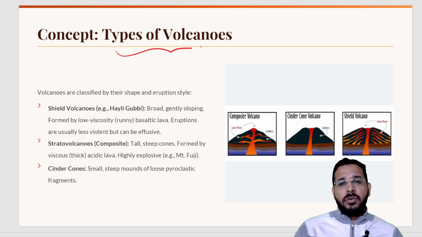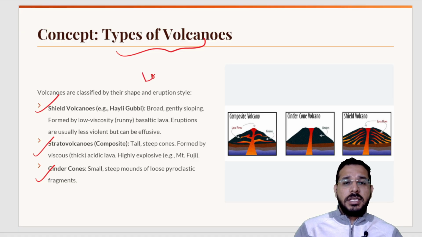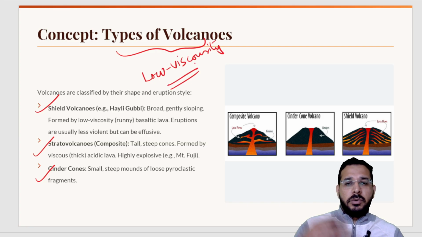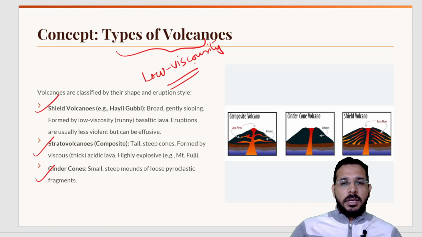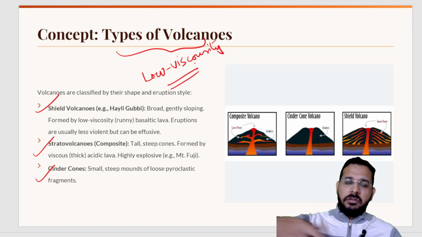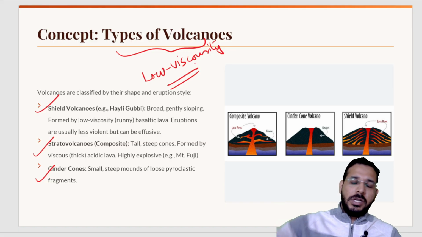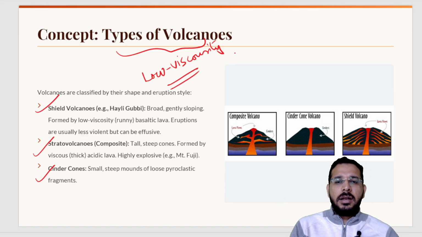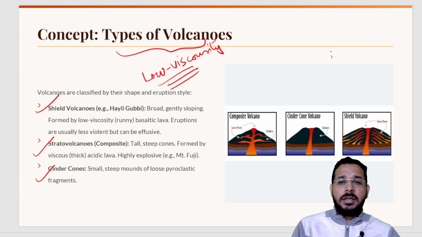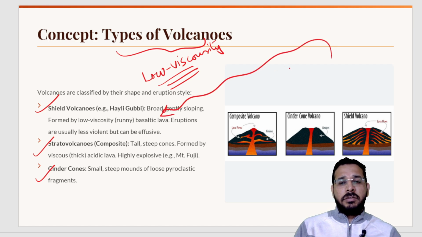So we have different types of volcanoes. We have shield volcanoes, we have stratovolcanoes, we have cinder cones. Shield volcanoes are those volcanoes where the lava which is erupting is very less viscous, low viscosity. For example, you take water and honey. Water will be very low viscous, so if you pour the water, it will flow away. Whereas you pour honey, it will not flow that fast. So these volcanoes are having low viscosity, so that the lava will flow with speed and for distances.